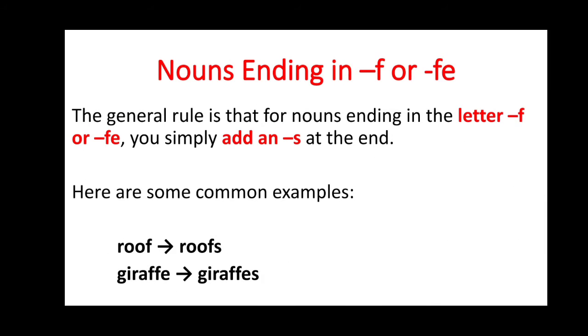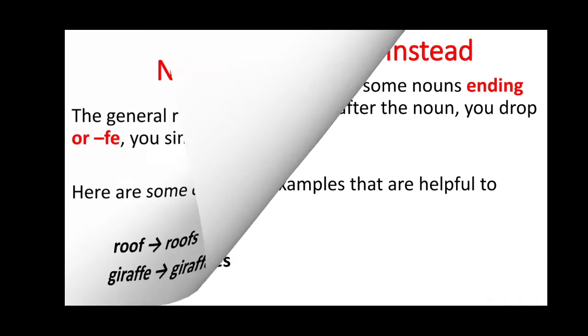Nouns ending in f or fe. The general rule is that for nouns ending in the letter f or fe, you simply add an s at the end. Here are some common examples: roof, roofs, giraffe, giraffes.